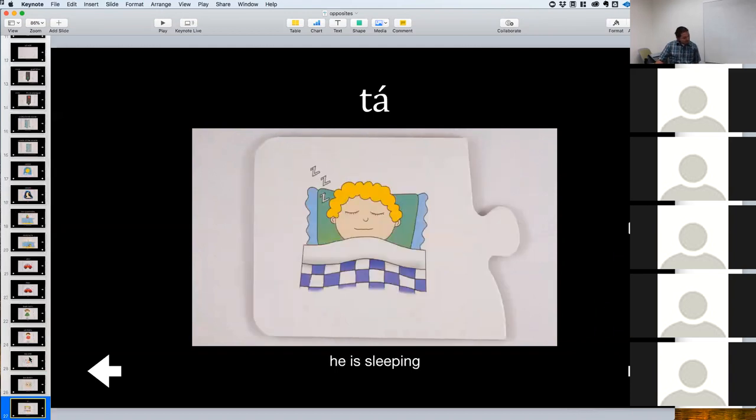Ka. Ka. It's a verb. It could also be a noun, but in that case, it's a verb.